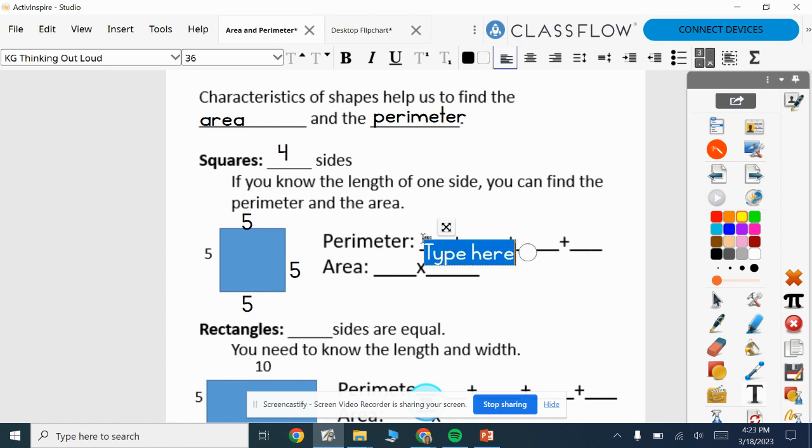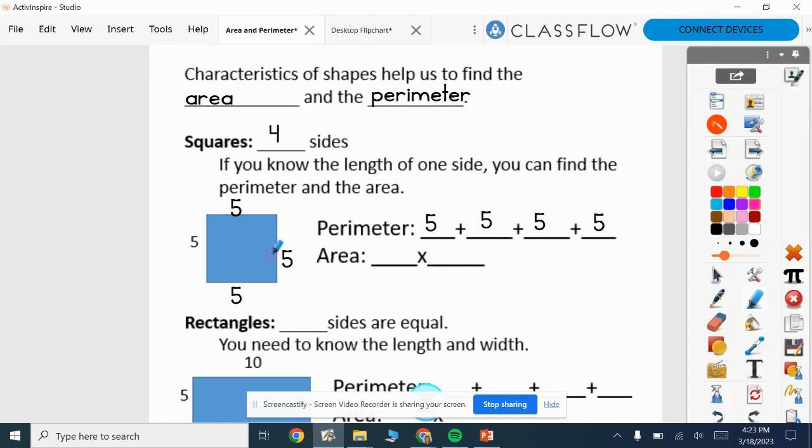So that means my perimeter is going to be 5 plus 5 plus 5 plus 5. And remember, the perimeter is that space like this edge. It's going around. That's the perimeter.